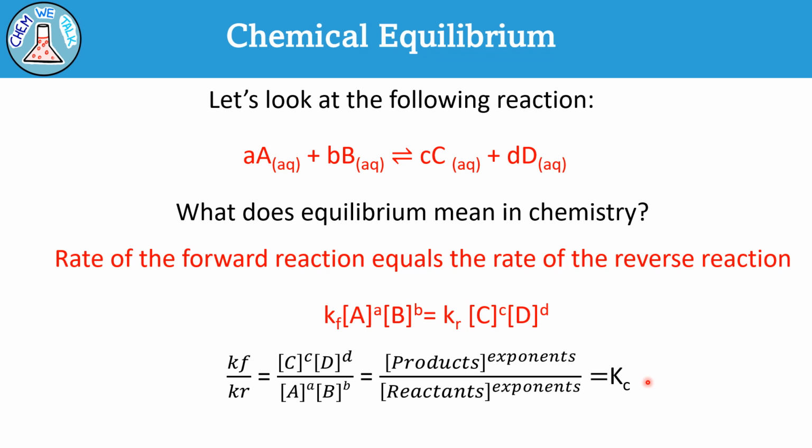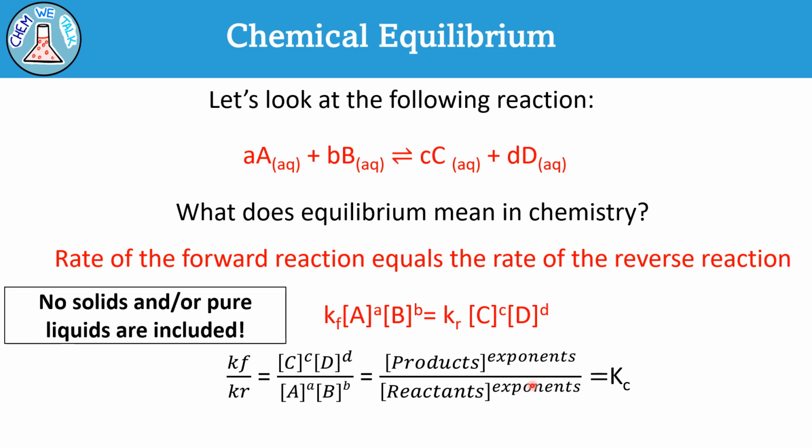But more importantly, something that we need to memorize here is that for Kc, we're going to have products divided by reactants, raised to their exponents. So we have C to the c, D to the d, A to the a, and B to the b. And one thing that's highly important to memorize as well is that no solids or pure liquids are included. So if this here was a liquid instead of being aqueous, it would not be included in your equilibrium constant expression. We're going to discuss more in depth in a different video why that's the case.